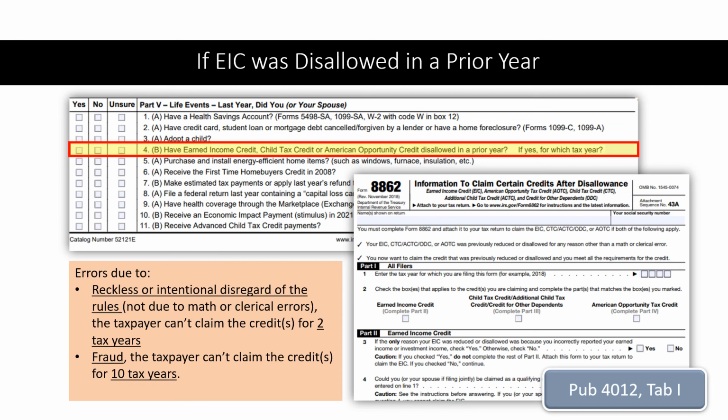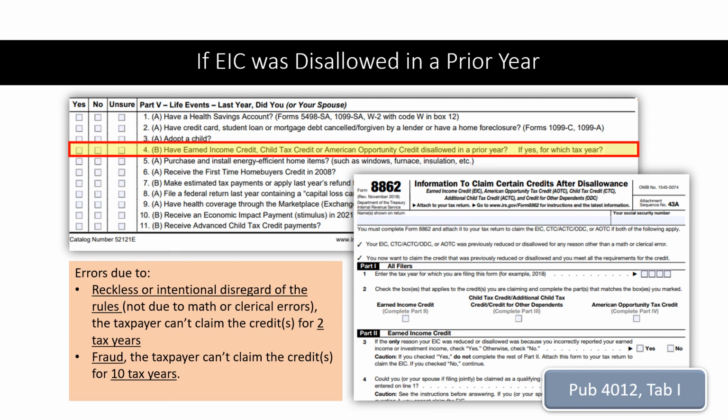Now, a lot of times our clients will come in and they will mark unsure, or they will leave this blank. Sometimes they'll mark yes, but they weren't sure what it meant. So it's important to discuss this with the taxpayer, and if they aren't sure, let them know that they would have received a letter from the IRS with either an adjusted amount for the earned income credit or a letter saying that it was disallowed, and they would have had to pay some of that credit back.